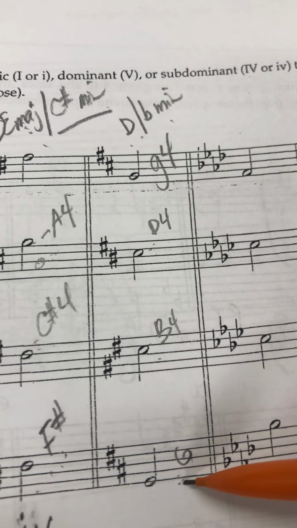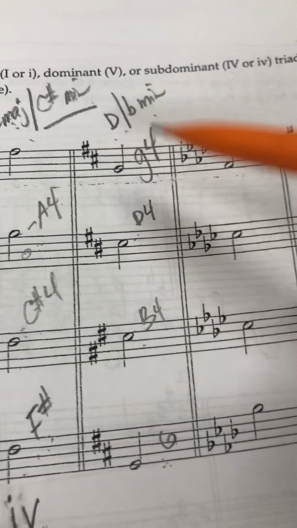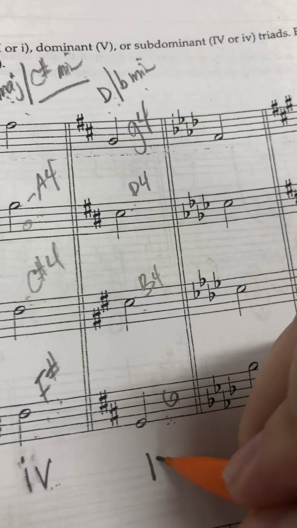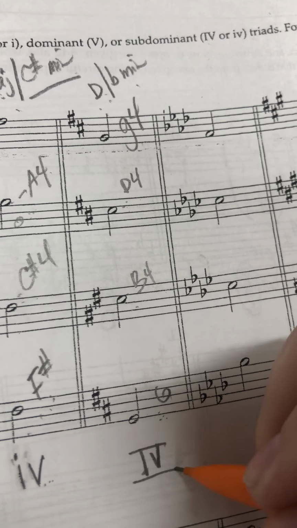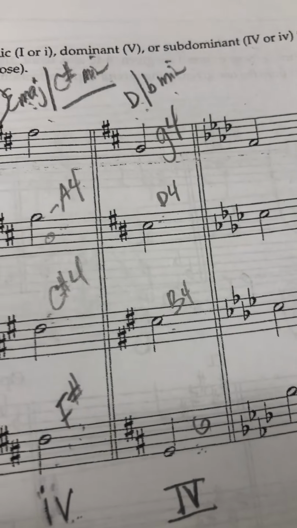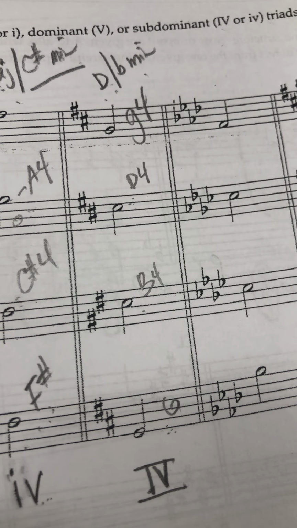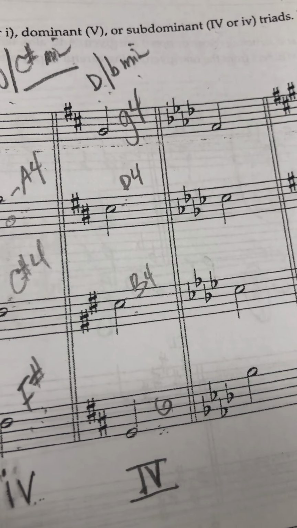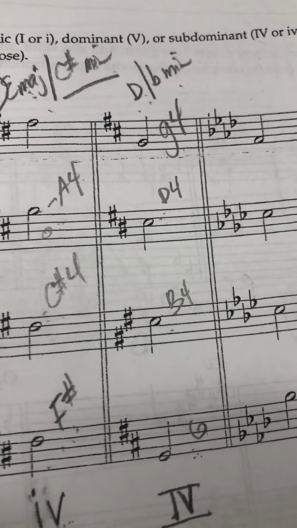How do I know? Because my 3 options are 1, 4, and 5. So D, E, F, G: 1, 2, 3, 4. This is a 4 chord in D major. If you look at your handout from another chapter, you'll see that 4 chords in major are major: G, B, and D. So this is a G triad.